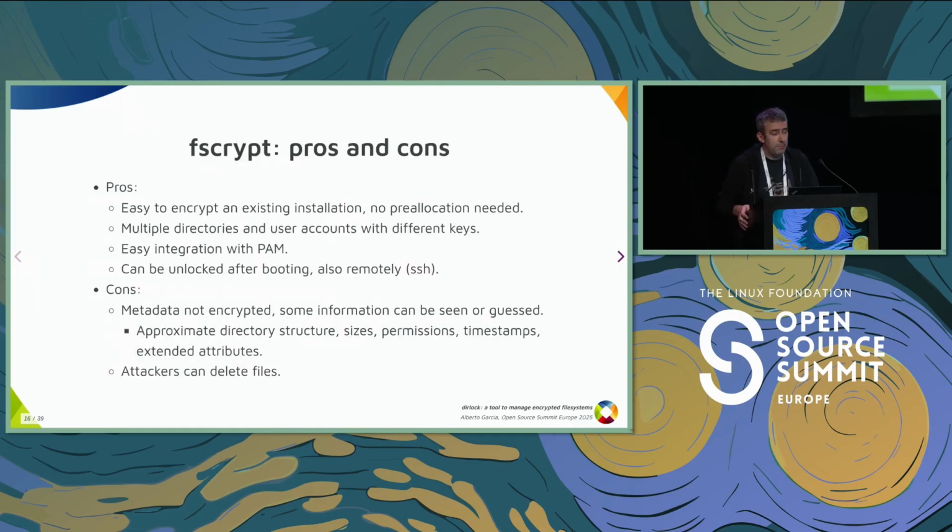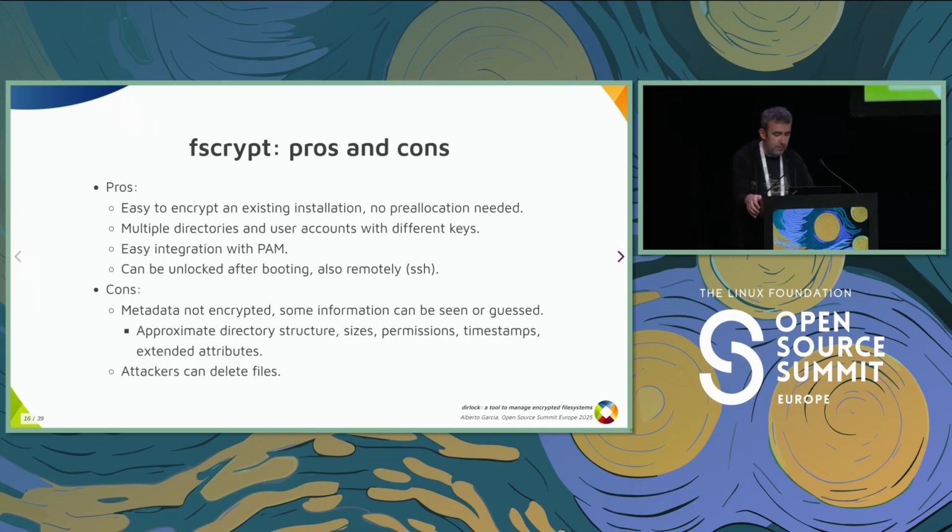On the other hand, fscrypt makes it very easy to encrypt an existing installation because you can start from an existing file system and start encrypting directories there. And it also makes it very easy to encrypt multiple directories for different user accounts, or other directories that are not user accounts, with different keys. It's very easy to integrate with PAM, and most authentication systems in the Linux world use PAM, so they will work automatically. And it's very easy to unlock after booting. You can even do it remotely using SSH or something similar.